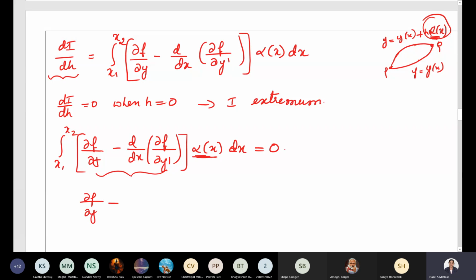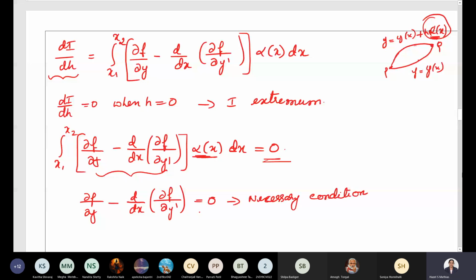So ∂f/∂y minus d/dx of ∂f/∂y' must be equal to 0. Then only this integral will be equal to 0. So this is a necessary condition. This is the necessary condition for the functional to achieve the extremum. This is that necessary condition so that our functional I equal to the integral x1 to x2 of f of x, y, y' into dx.